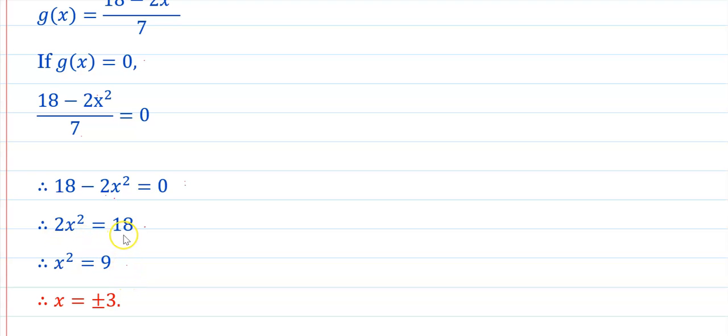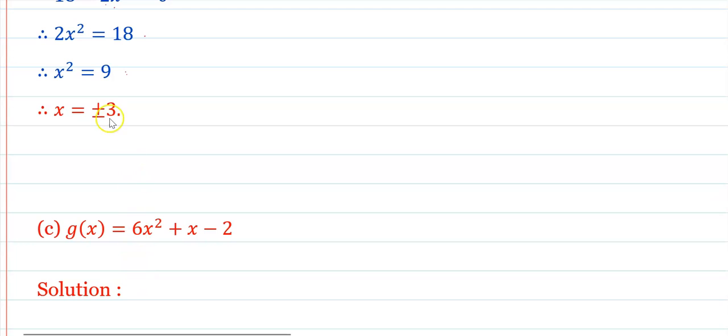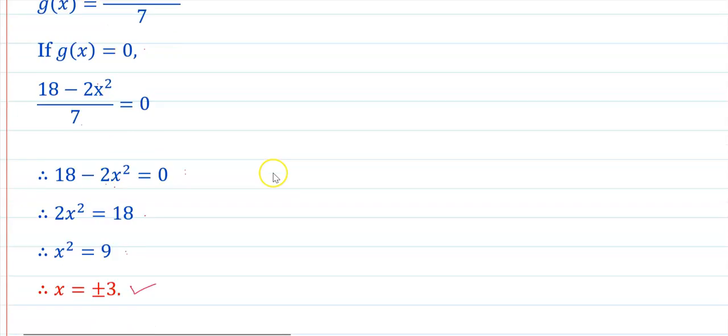That is, this 2 will divide the 18. 18 upon 2, then you will get 9. x square is equal to 9. Take the square root on both sides. Then you will get x is equal to plus or minus 3. This is the value of x.